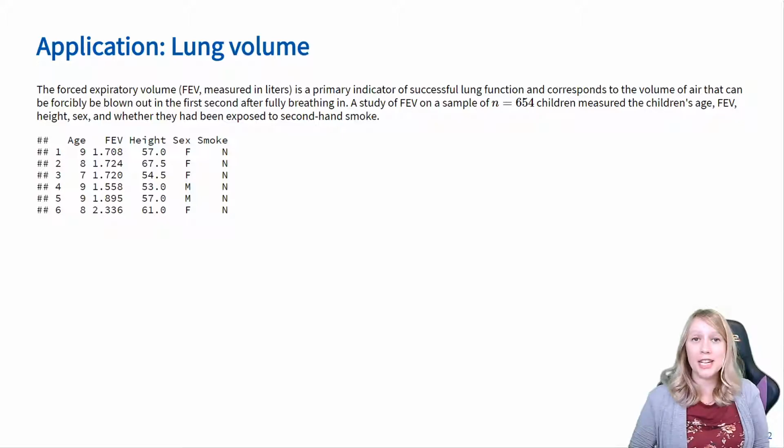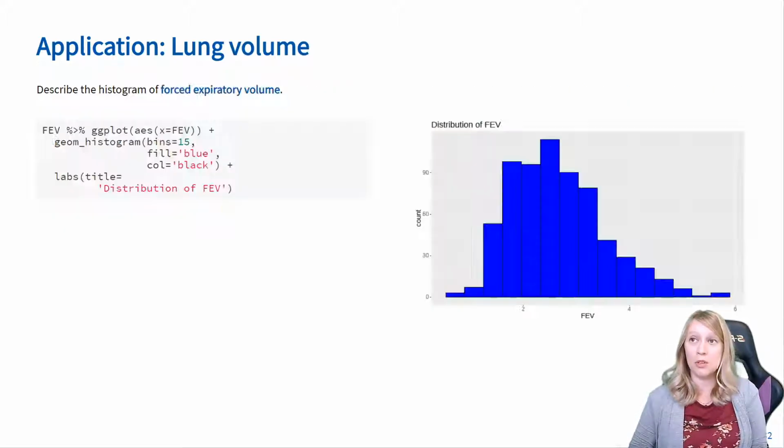Forced expiratory volume, or FEV, is an indicator of successful lung function. What this corresponds to is the amount, or the volume, of air that a person can blow out of their lungs in the first second after fully breathing in. A study was done on a sample of 654 children. Variables that were measured in this study include the children's age, their FEV, their height, sex, and whether or not they had been exposed to secondhand smoke.